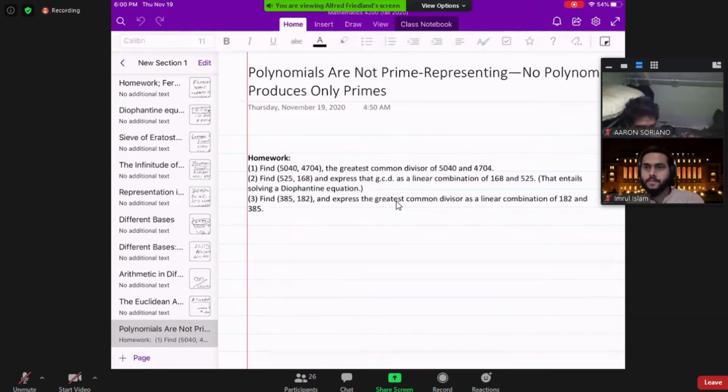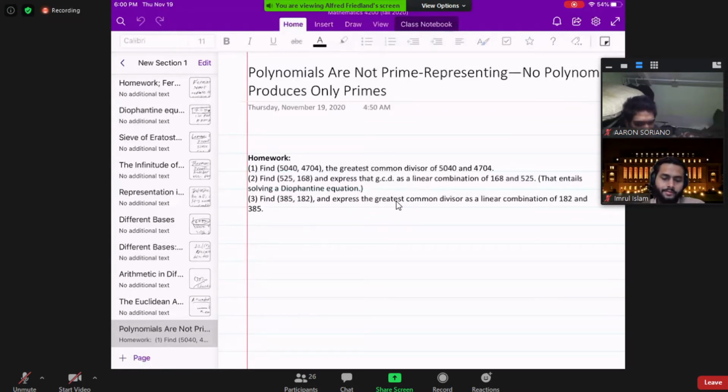And then once you have that greatest common divisor, find a linear combination of those numbers, 168 and 525, by solving the Diophantine equation, namely 168x plus 525y equals whatever that greatest common divisor is that you find by the method that we proved on Tuesday, and that we'll take some examples of momentarily.